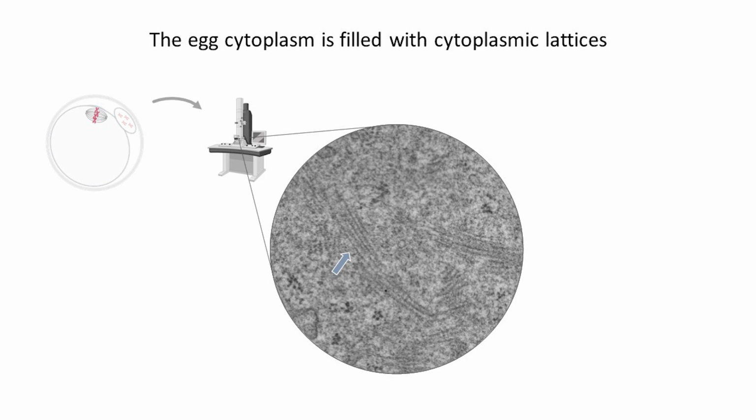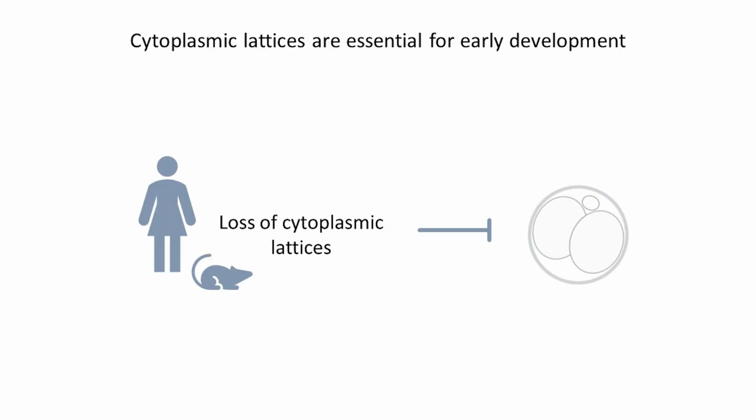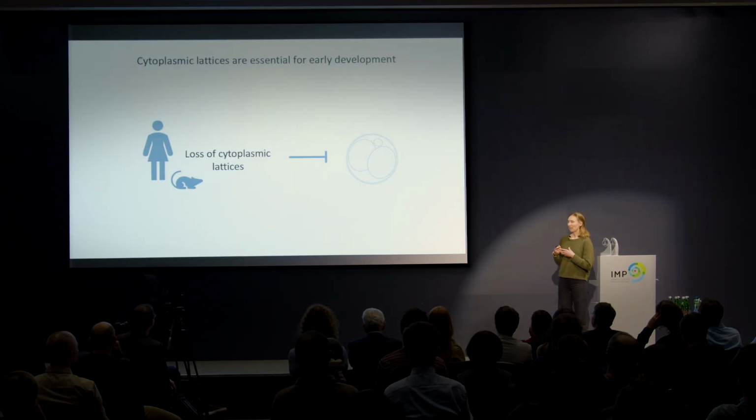nor what their function is. What we did know, however, and what makes cytoplasmic lattices a really important topic of research, is that in embryos from both mice and humans that didn't have cytoplasmic lattices, their progression would be halted or arrested as early as the 2-cell stage. So basically, we have this extremely abundant structure in the oocyte cytoplasm that is somehow essential for early mammalian life, yet we don't really know much about it.